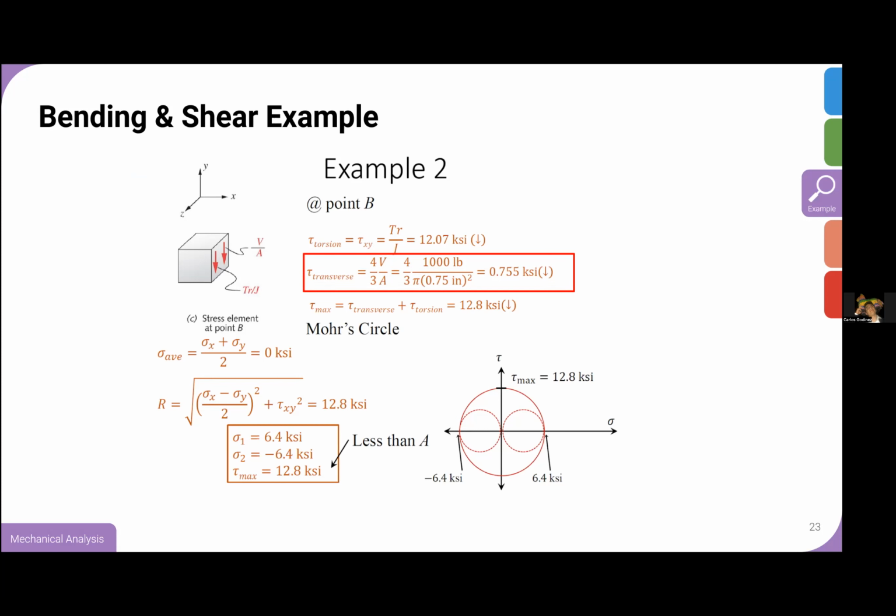Oh, no. Yeah. Okay. For the transverse shear, I was curious, why do we only look at the area above the, not the entire area? So because that isn't a matter of like.